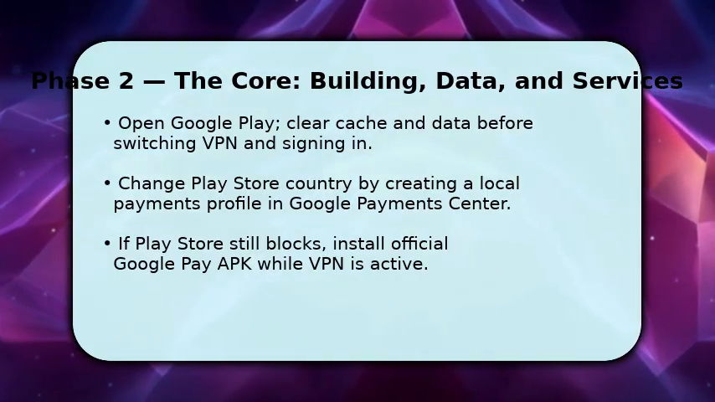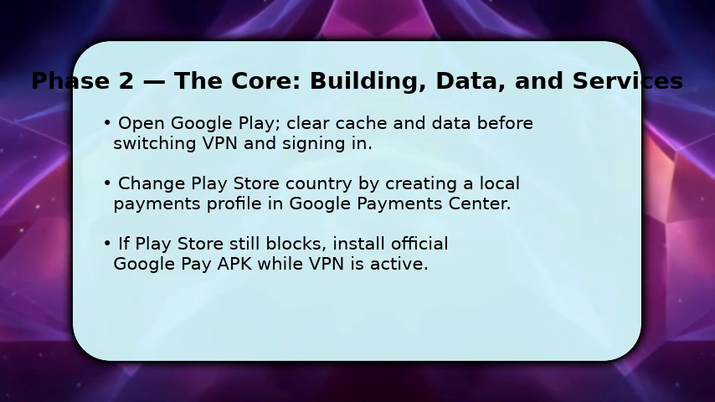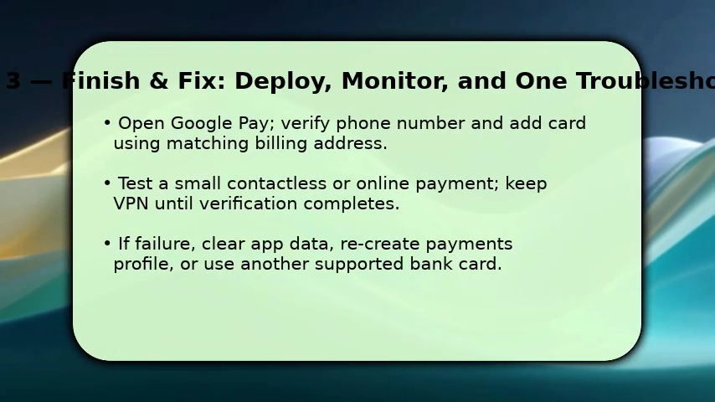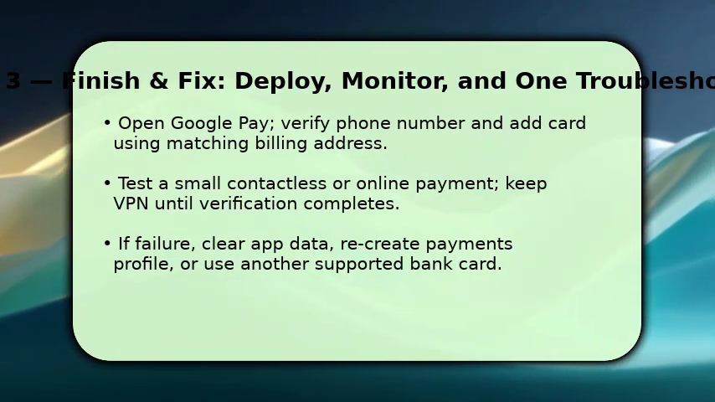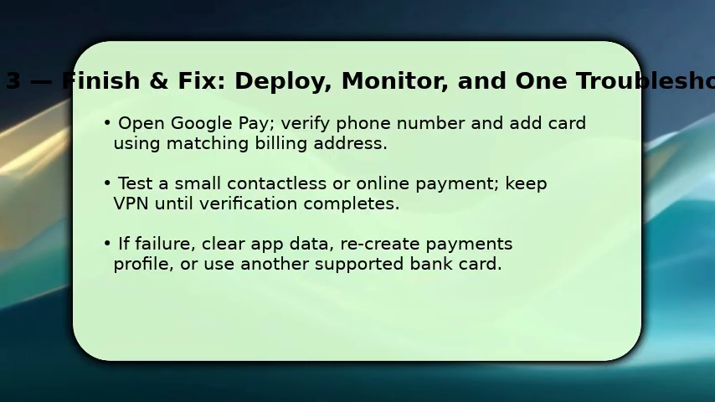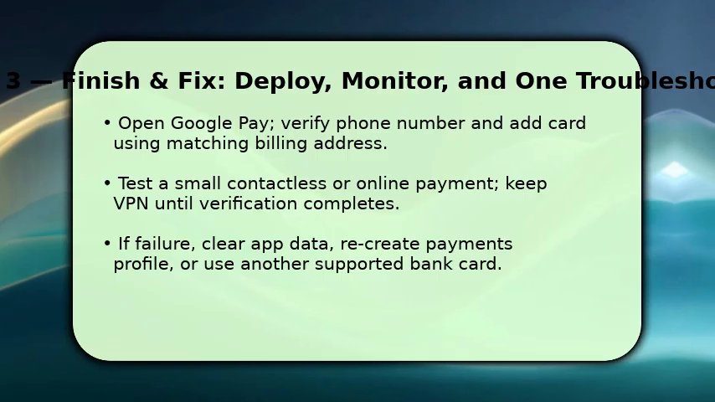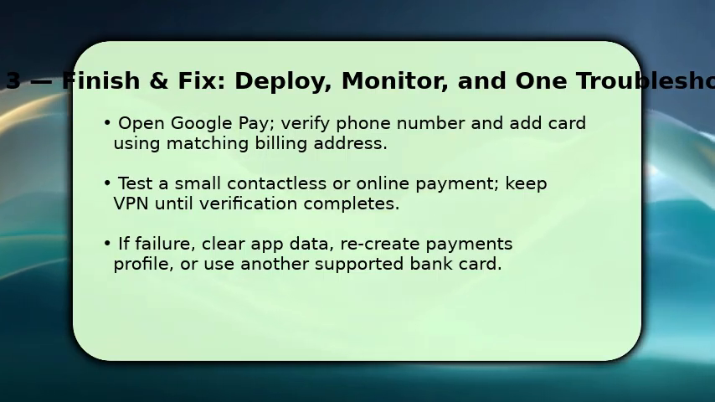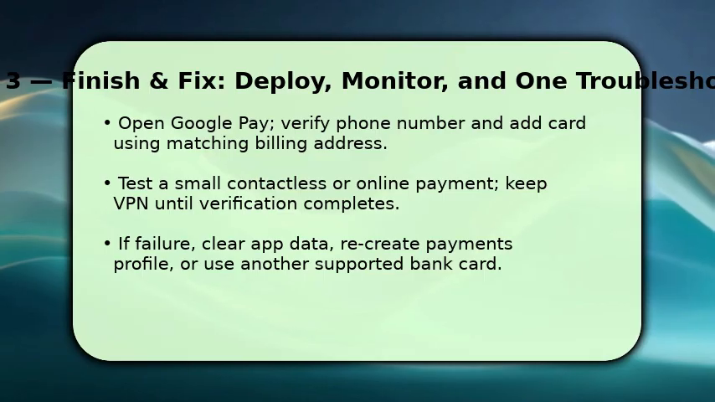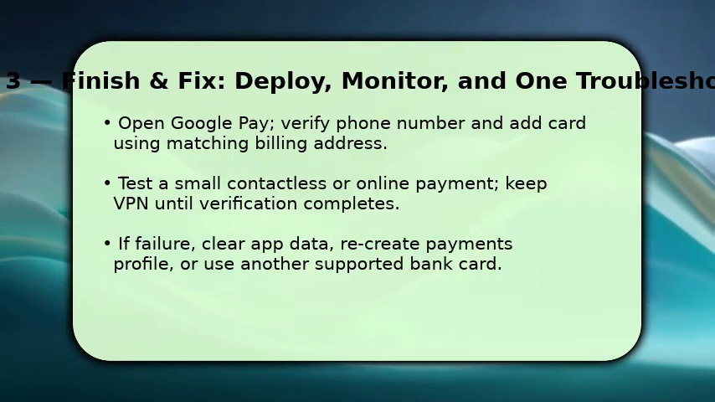Now finalize setup. Open Google Pay while the VPN is connected, verify your phone number, and add a card whose billing address matches the payments profile you created. Google checks both. Make a small test payment or add Transit Pass to confirm functionality, and only then try disabling the VPN. Make sure Google Pay still recognizes your profile.